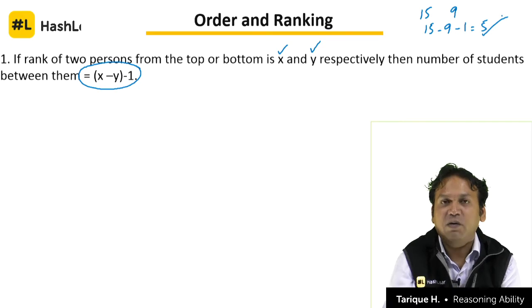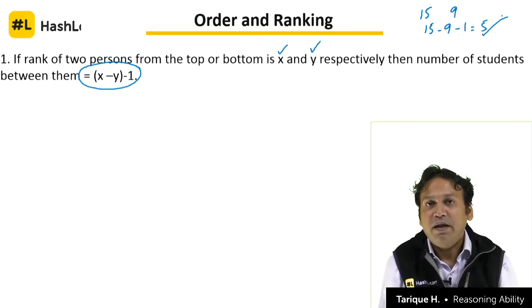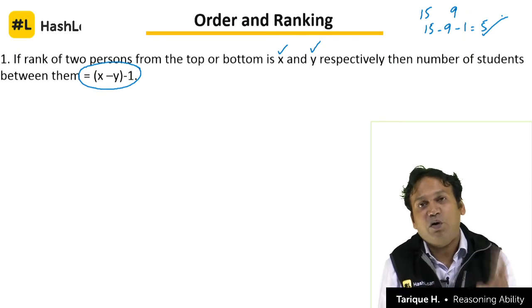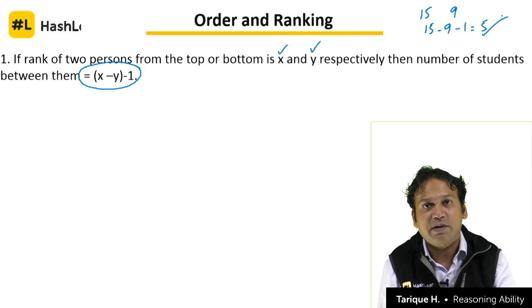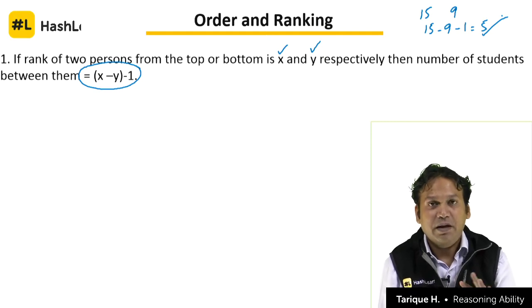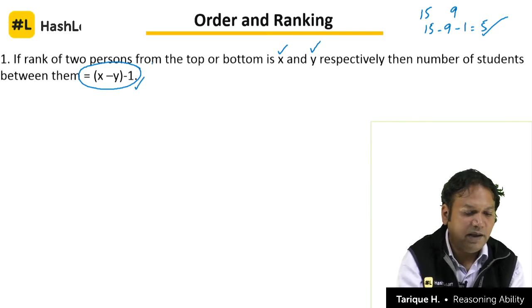So, directly we can solve, no need to make a diagram for solving this question. That is why this formula is important. If the ranks of 2 persons from the top or from the bottom are known to us, we can find the number of persons ranked between them using this formula, x minus y minus 1.